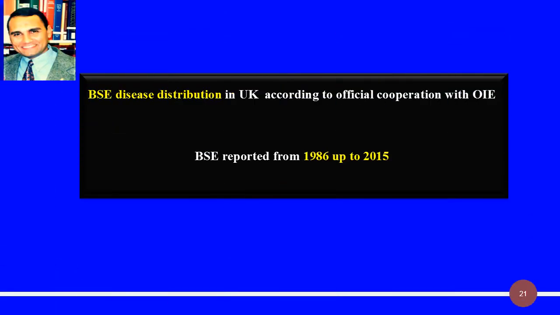Bovine spongiform encephalopathy distribution in the United Kingdom, according to the official cooperation with OIE, occurred from 1986 up to 2015. Knowing any disease distribution helps control it in the place of appearance to prevent the occurrence of pandemics. This step was missed with SARS-CoV-2, or traditionally COVID-19, as alerts by WHO came late, after the pandemic had occurred throughout the world.